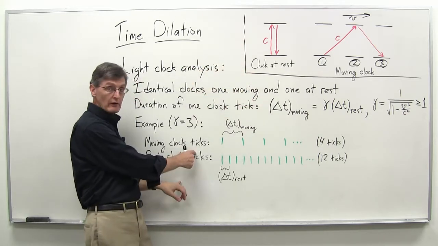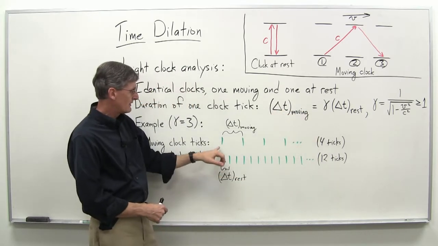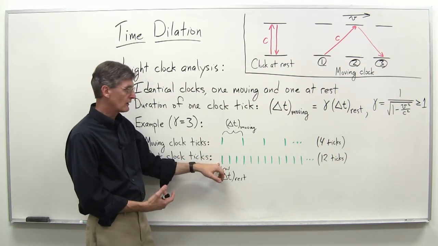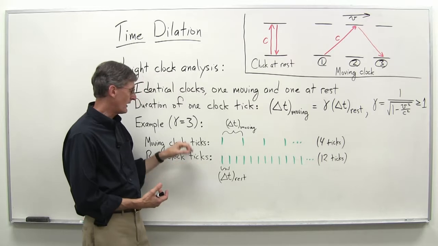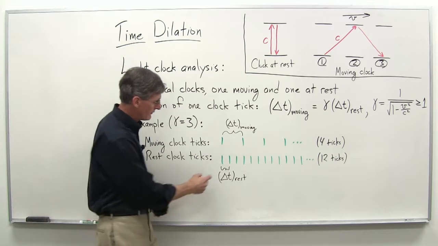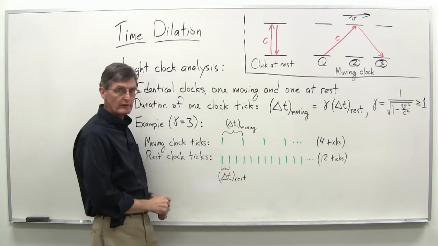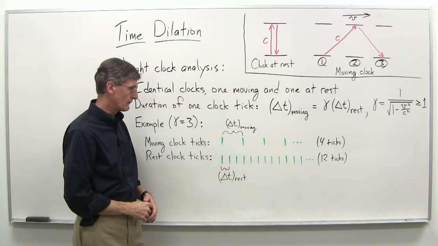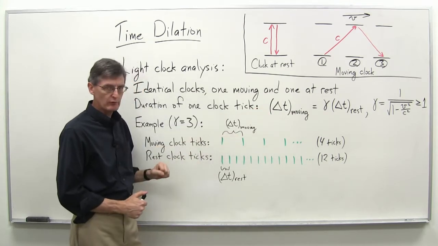And then the moving clock ticks, according to our analysis here, with gamma equals 3, we're going to get a tick every third tick for the at-rest clock, right? Because the duration of a tick for the moving clock is 3 times the duration of the tick for the rest clock. Just again assuming gamma equals 3. So we can see 1, 2, 3 rest clock ticks is going to equal 1 moving clock tick. And so again, you get 1 tick of the moving clock every 3 ticks of the rest clock. And all that's saying is sort of in pictorial form what this equation is saying when gamma equals 3.